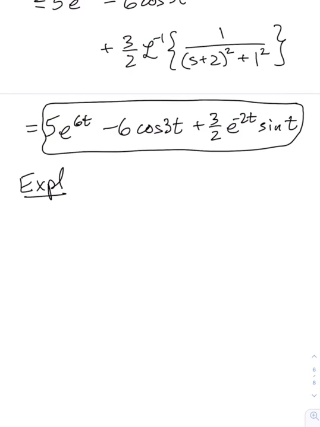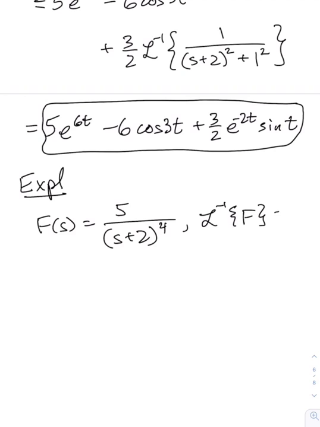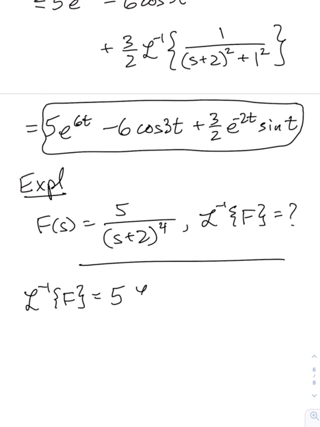All right, let's try this one. Capital F of s is equal to 5 over s plus 2 to the 4th. And we want the inverse Laplace transform. All right, so we want to make this thing look like something from our table. So first of all, let me pull that 5 out. So I've got 5 times L inverse of 1 over s plus 2 to the 4th.